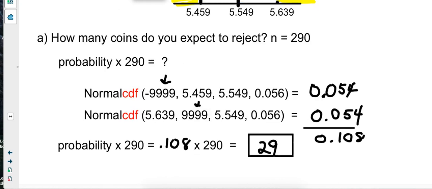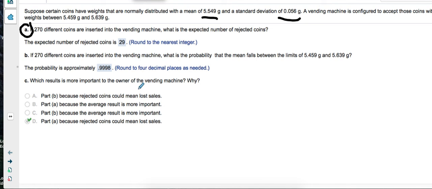The last part, by the way, says, which result is more important to the owner of the vending machine? Well, the owner of the vending machine does not want to lose sales, right? So he doesn't want rejected coins. So rejecting coins is important to him, so you're going to choose D here to get that third part.